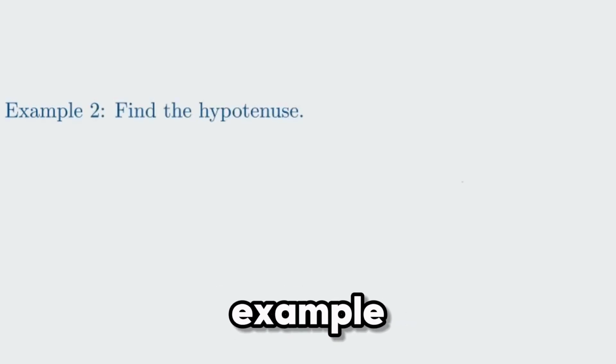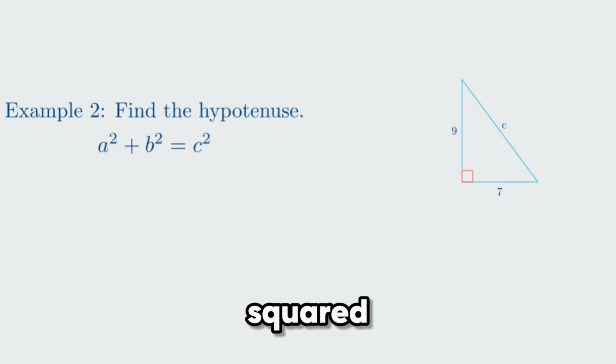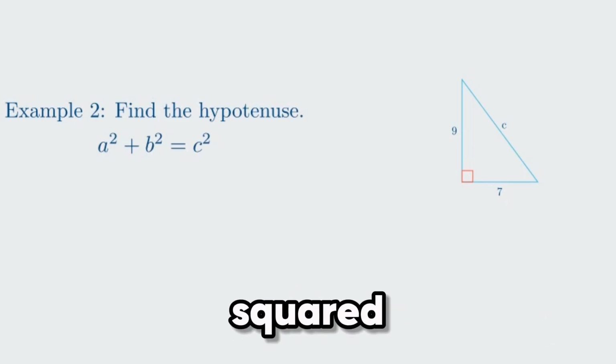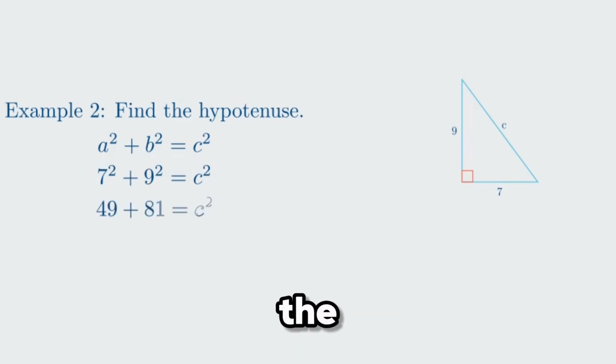Let's try another example. Imagine a right triangle with legs of length 7 and 9. What is the length of the hypotenuse? Again, we start with our equation. A squared plus B squared equals C squared. Substitute the leg lengths. 7 squared plus 9 squared equals C squared. Calculate the squares. 7 squared is 49, and 9 squared is 81. Adding them gives us 130. So we have C squared equals 130.